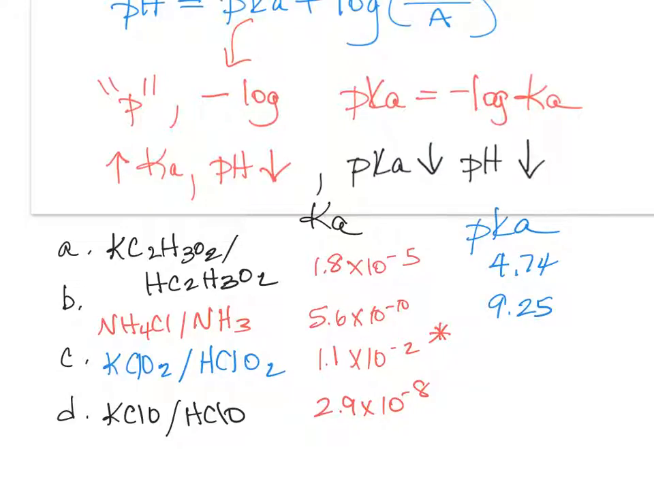The third example, negative log of 1.1 times 10 to the negative 2nd. Again, it should be close to 2, and it is 1.96. And lastly, this one should be close to 8. Negative log of 2.9 times 10 to the negative 8th is 7.54. We're going to use these pKa values on one of the next slides when we calculate the ratio of conjugate base to acid pair.